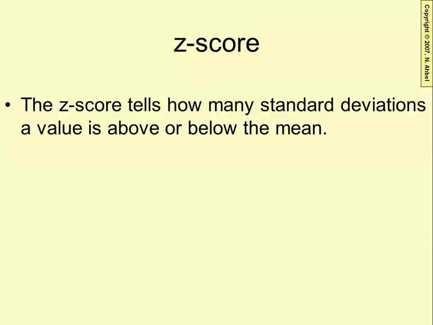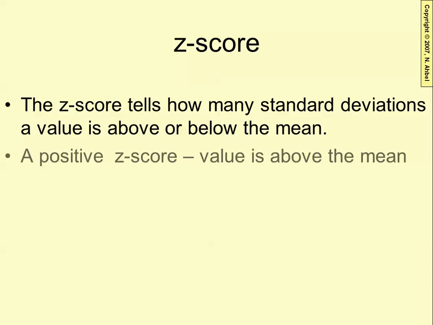Z-score is a very important idea in statistics. So what does it tell you? The Z-score tells how many standard deviations a value is above or below the mean.